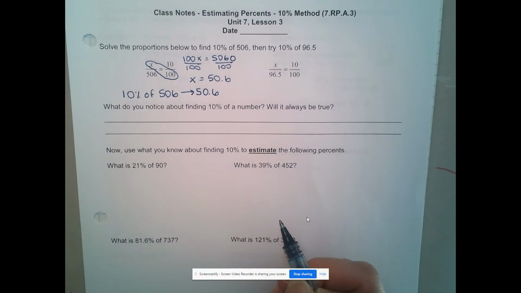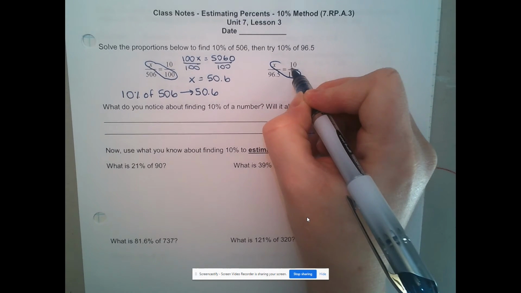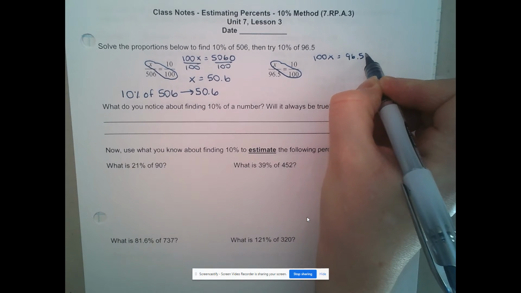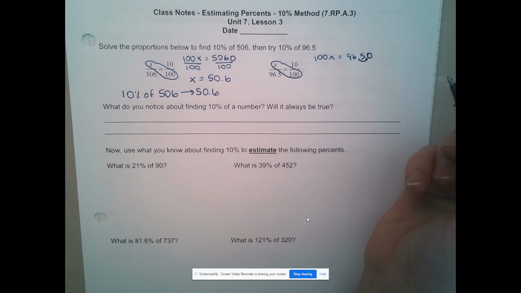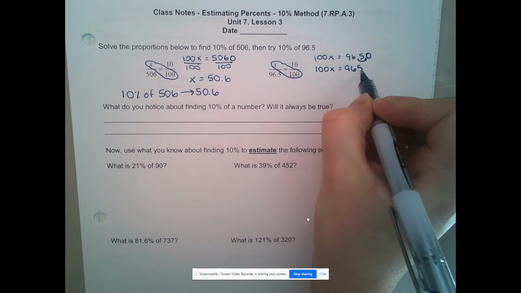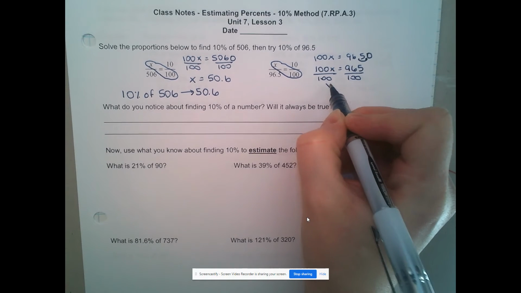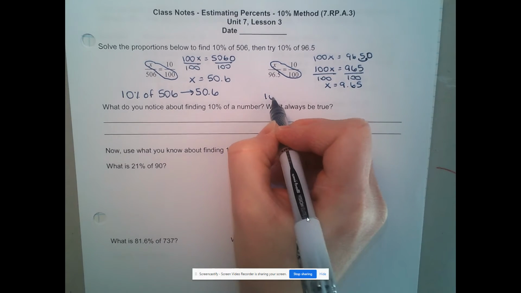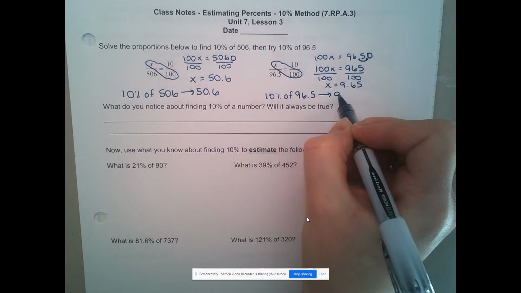All right, so let's look at the second one. If we do cross products again and we do 100 times x equals 96.5 times 10, what happens when you multiply by 10 is you just move that decimal point over one place. So we have really 100x equals 965. And then we would divide both sides by 100, and we would get x equals 9.65. So 10% of 96.5 came out to be 9.65.